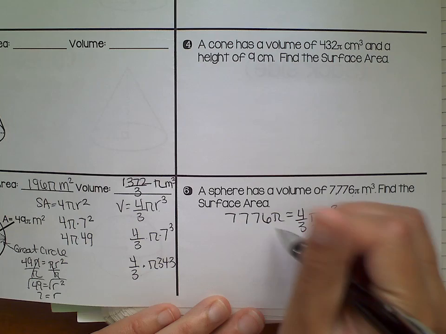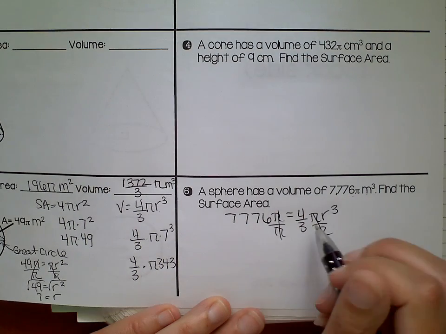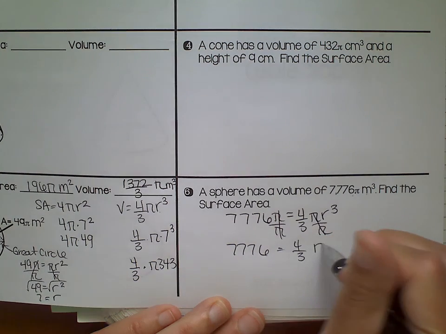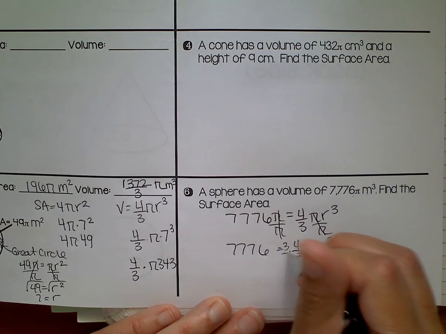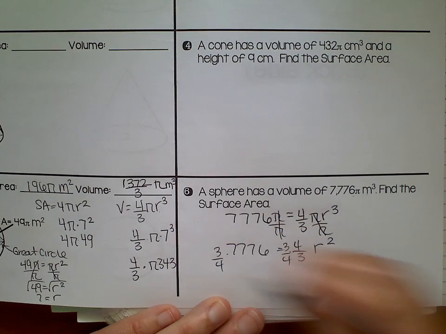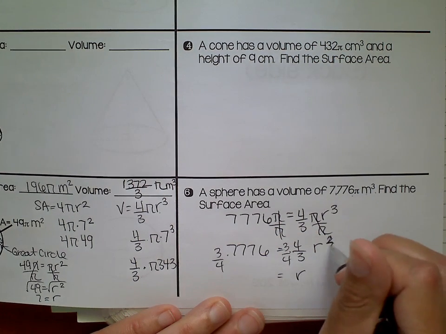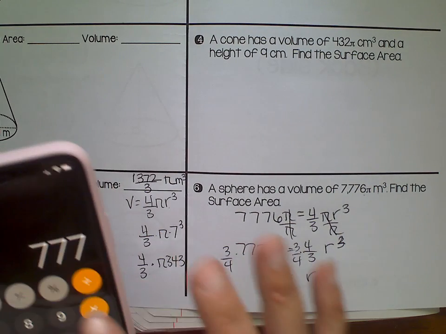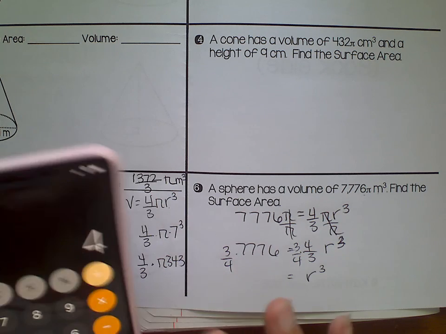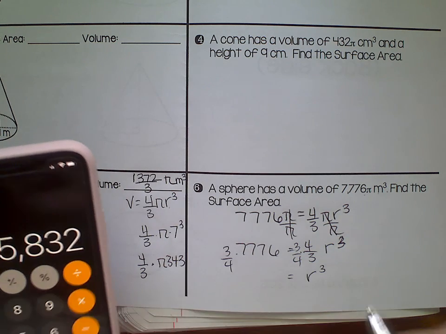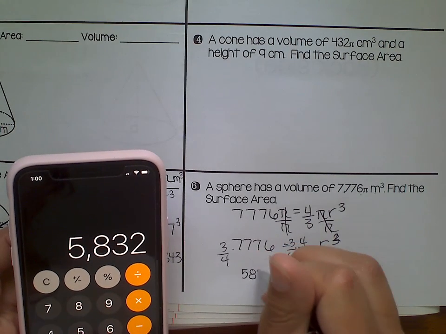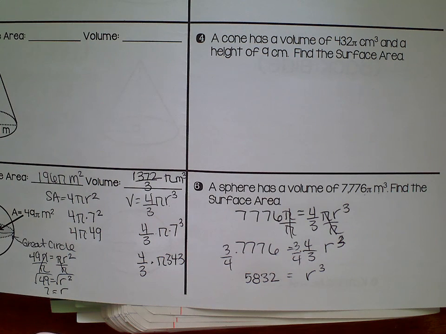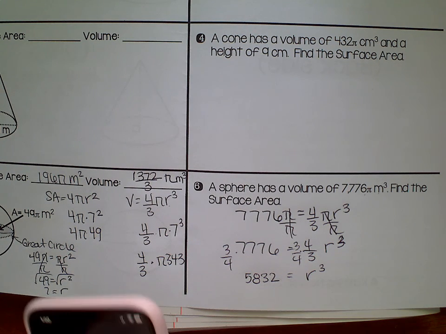So I'm going to divide the pi away. Get rid of that. Then I'm going to get rid of that fraction because I'm trying to get r alone. So I'm going to multiply by the reciprocal. Cubed. Okay, so now I got to do 7776 divided by 4 and times by 3, which is 5,832.